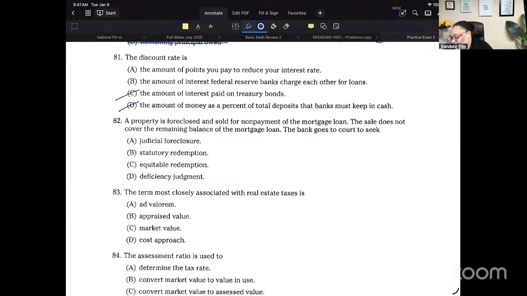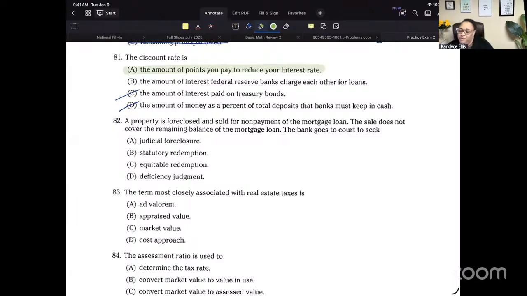Well, I'm really hoping that y'all know the answer is not C or D. I mean, that's just not what we're talking about in this class. So then the question becomes, is it the amount of points you pay to reduce your interest rate or the amount of interest the Federal Reserve banks charge each other for the loans? Well, our answer is A.